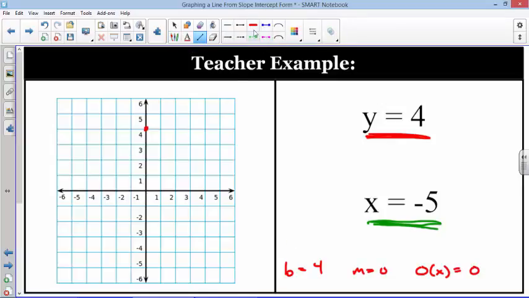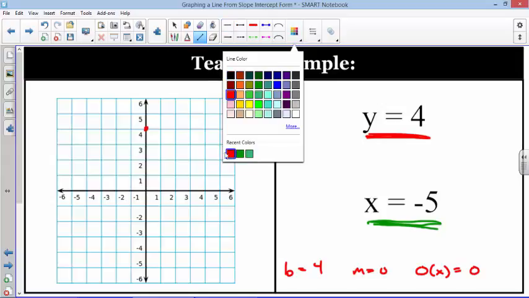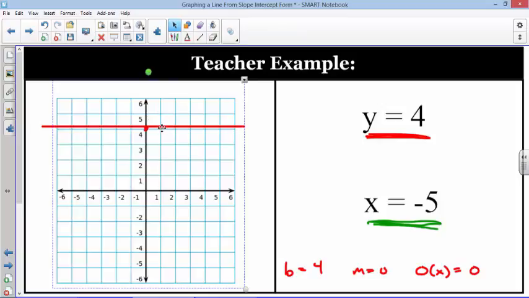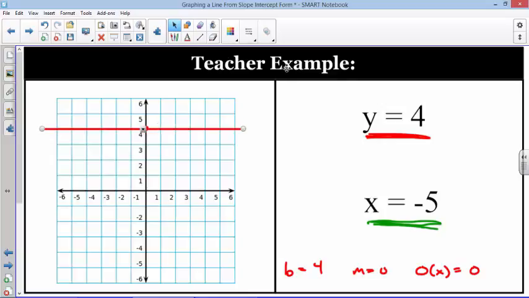So in this case, what we're going to do is draw a line. Let's put this in red. And this is going to go from left to right all the way across. It actually should be touching the line. Let me just move that down a little bit. There we go. And then we can draw our arrow points here on the end. And this is y equals 4.